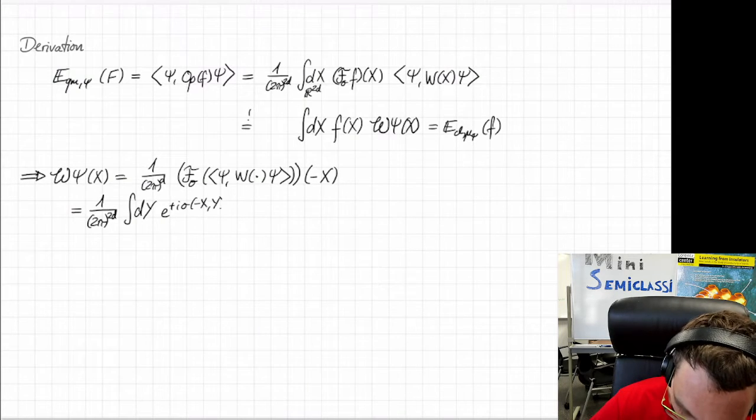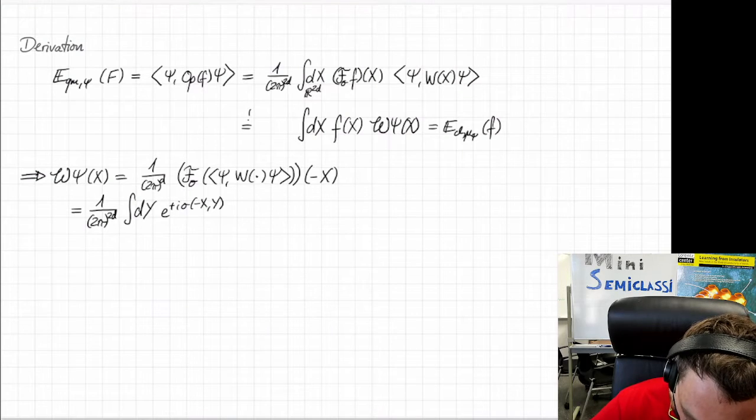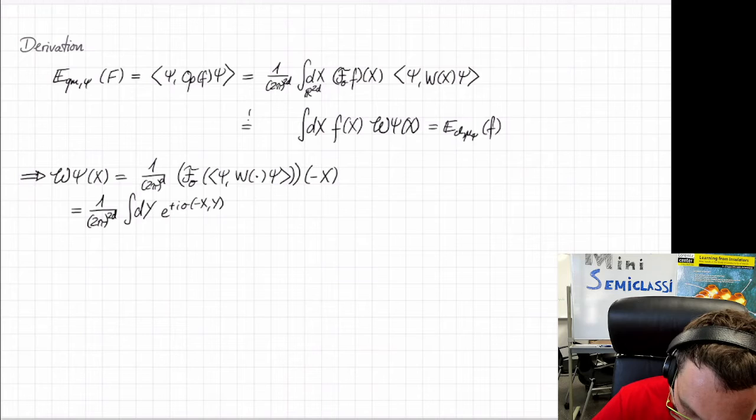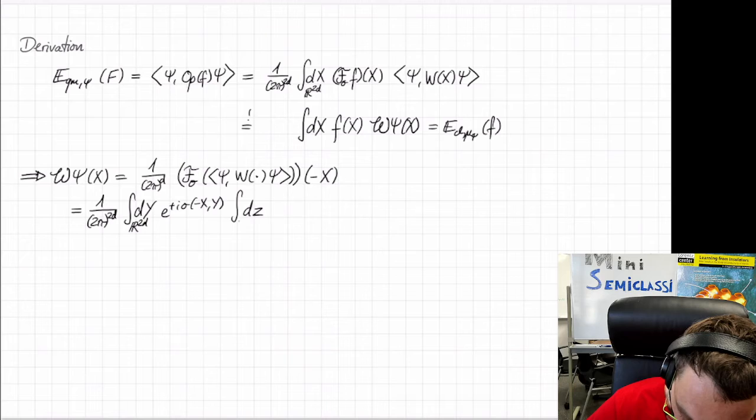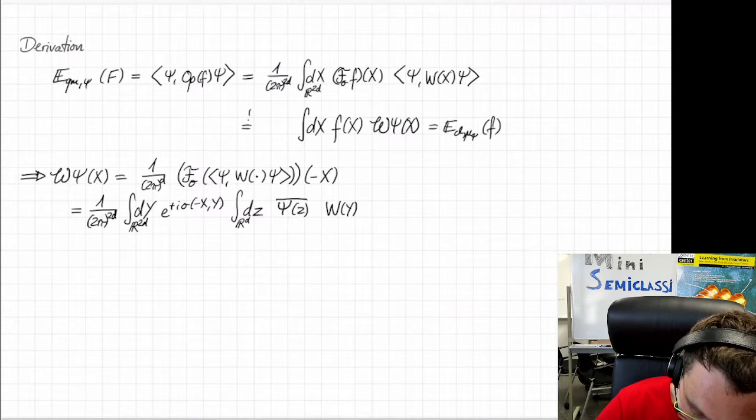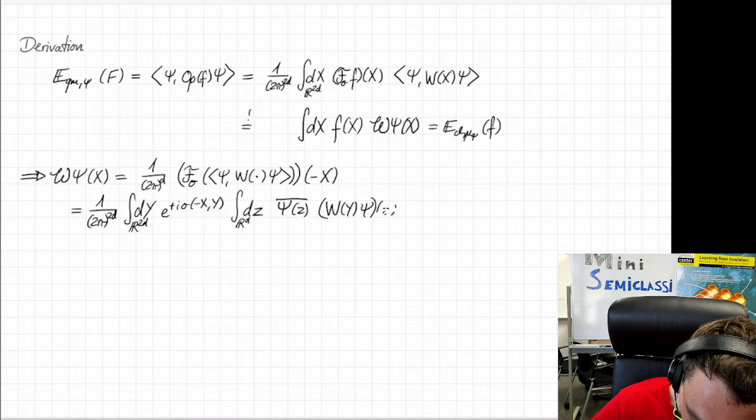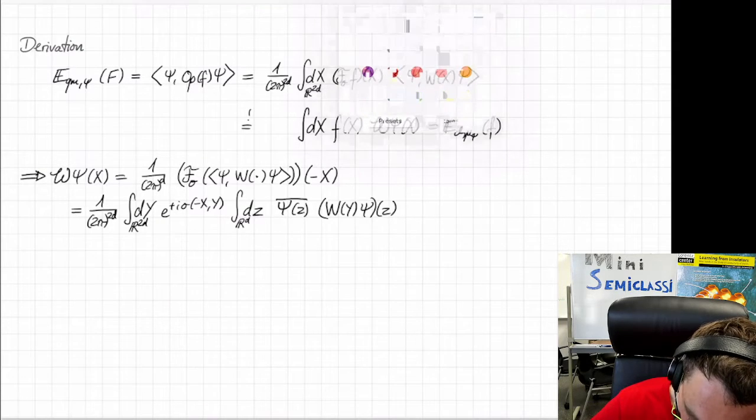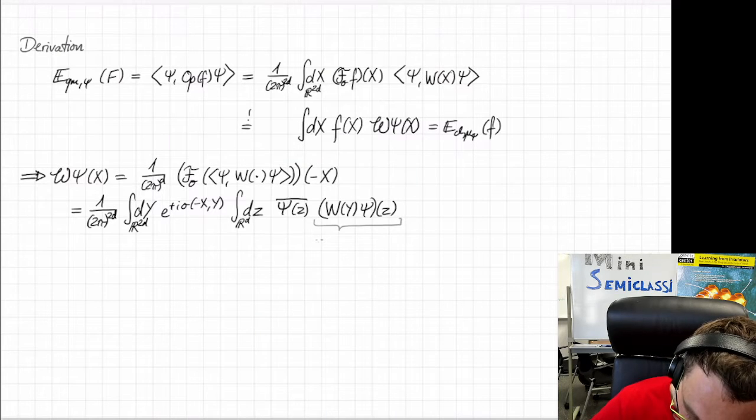Let me also write out the second integral. Let me call the integration variable z, which comes from the scalar product. And then I have a psi of z complex conjugate times W of y, the Weyl system for capital Y, applied to psi, evaluated at z. And this here was equal to e to the minus i epsilon eta dot z plus y over 2 times psi evaluated at z plus y.